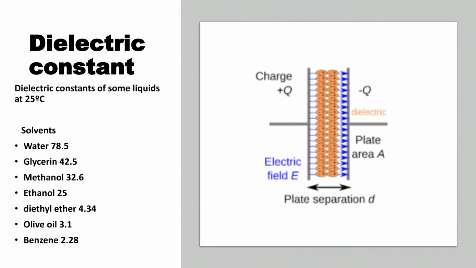Now these are just a few examples of the dielectric constant of particular solvents, of particular media, when they are placed between the two metal plates, and due to the potential difference there is the flow of electricity. For different solvents, the dielectric constant is fixed, specific and unique. For example, if we take the polar molecule water, it is 78.5. When we take glycerin, it is 42.5. Methanol, 32.5. Ethanol, 25. For benzene, it is just 2.28, and olive oil, it is 3.1.